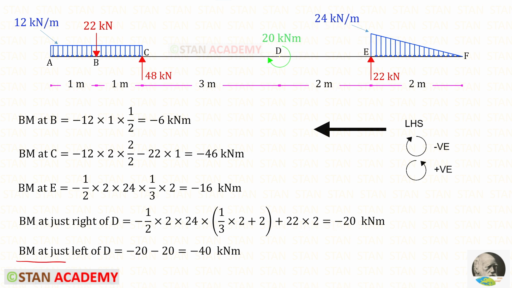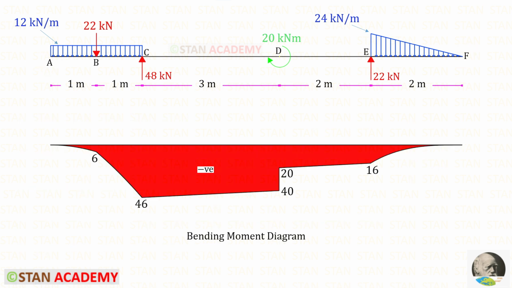To find the moment at just left of D, with minus 20, we have to add this. It is acting in the clockwise direction, so it will be negative. In this way we will get minus 40. We know that at points A and F, the moment will be 0. Here you can see the bending moment diagram.